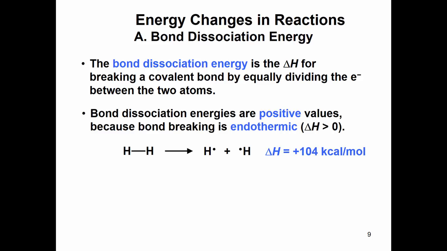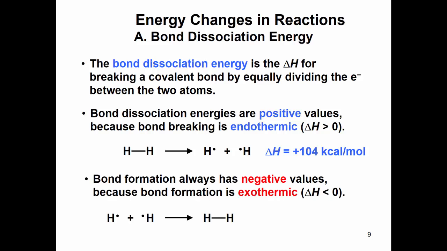We can relate this to what we call bond dissociation energies. In my organic class we call these BDEs for short, and all it is is the delta H for breaking a covalent bond by equally dividing the electrons between the two atoms. We have lists of bond dissociation energies. You can find those on the internet or in chemistry books or wherever. These BDE values basically just tell you how strong or how weak the bond is. Bond dissociation energies are positive values because bond breaking is endothermic. So that's what BDE means. It's breaking a covalent bond.